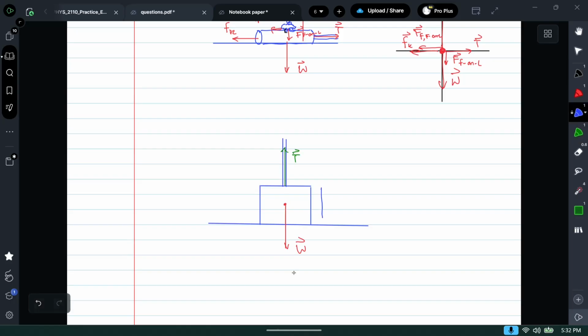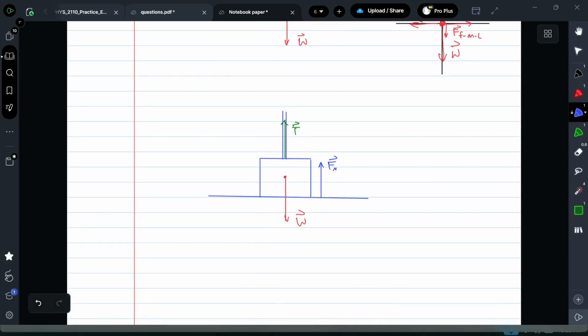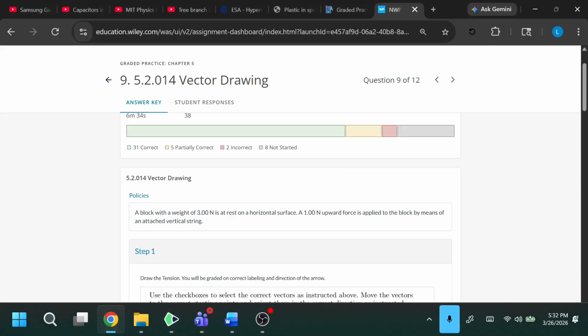It's sitting on a surface, so there's an upward normal force. Keeps it from falling through that surface. It's not trying to slide left or right. There's nothing trying to make it do so, so there's no need for friction to oppose that. So friction is not present. And let me come to what it's asking.